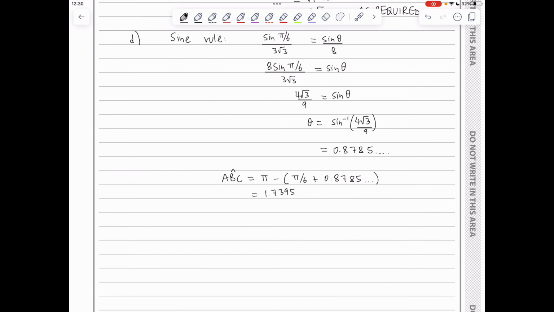This gives an answer of 1.7395. Notice that I use more accuracy in the intermediate answers. We are aiming for a final answer correct to 2SF. So here I'm using 5 significant figures. This is done to avoid premature rounding errors.